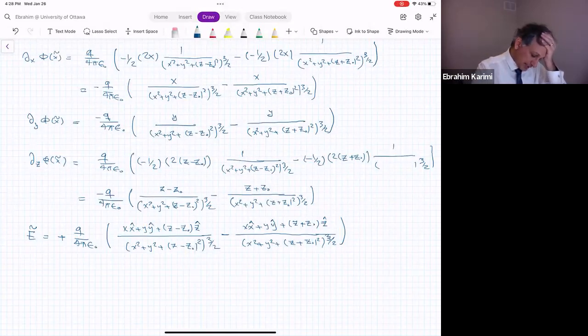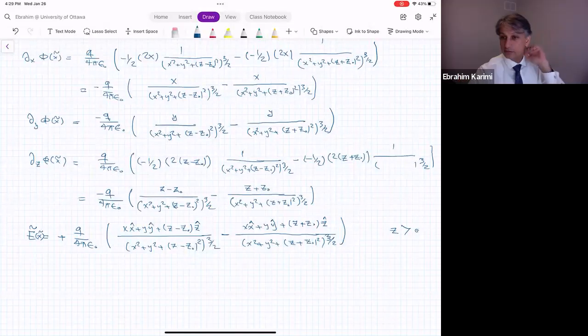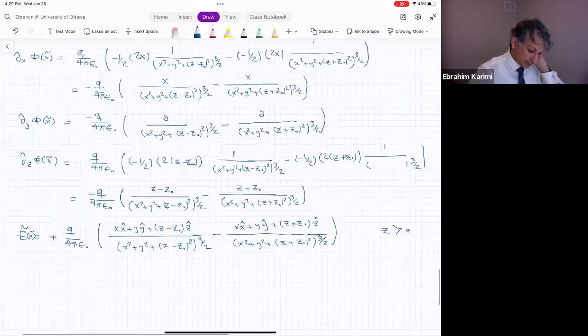Huh, that's interesting. So that's essentially the electric field, which is a function in the place of x. And remember, where is the location that electric field is valid? Only at z greater than 0. That's it. We cannot apply that to the region which is inside of the material.